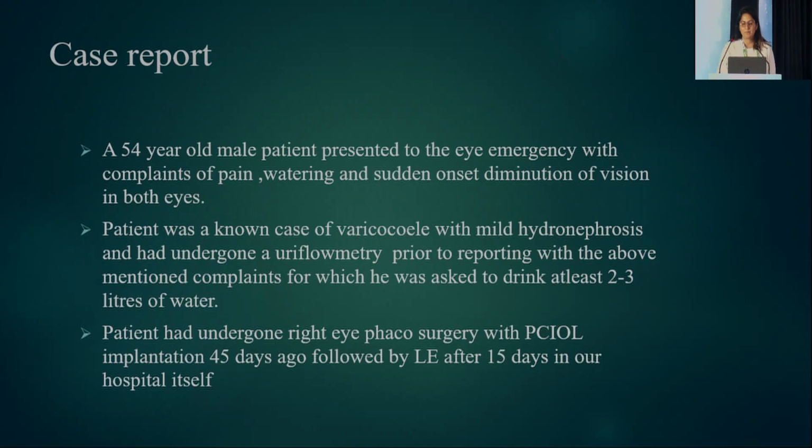A 54-year-old male patient presented to the eye emergency with complaints of pain, watering, and sudden onset diminution of vision in both eyes. Patient was a known case of varicocele with mild hydronephrosis and had undergone a uroflowmetry prior to reporting with the above mentioned complaints, for which he was asked to drink at least 2 to 3 liters of water.